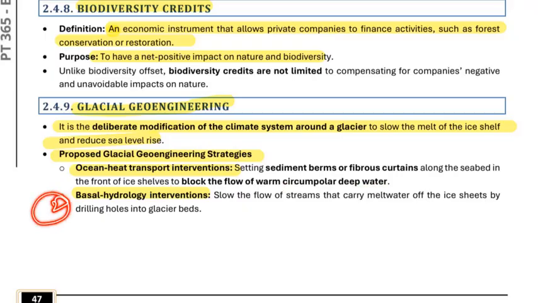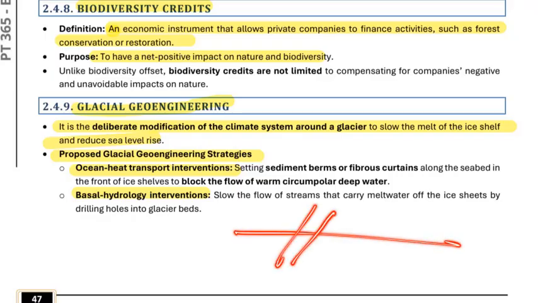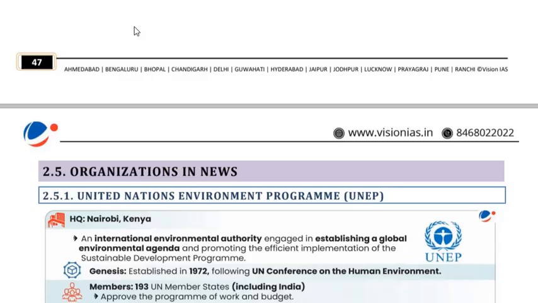Next is basal hydrology intervention. It is to slow the flow of streams that carry meltwater off the ice sheets by drilling holes into the glacial beds. It means they will dig a hole in which water will be filled, and that will again form the ice. I think this is the last topic here. Okay, this is the last.